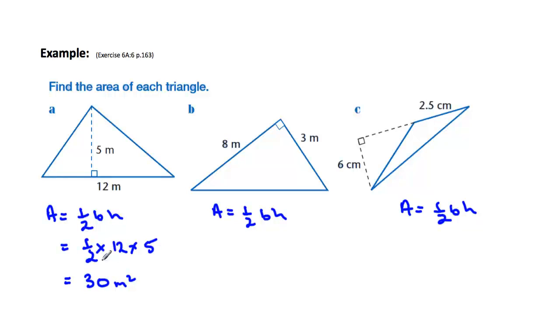Clearly you don't need your calculator here, because you can go half times 12. Half of 12 is 6. 6 5s are 30. So look for ways to do it without your calculator, but you can double check with your calculator if you like.